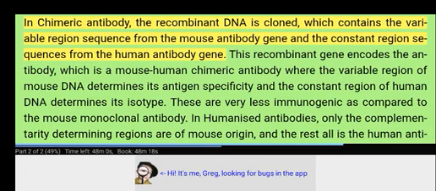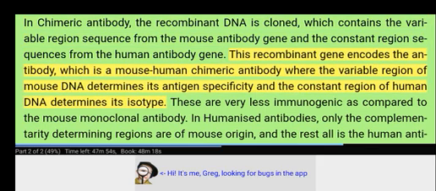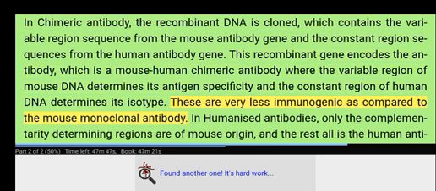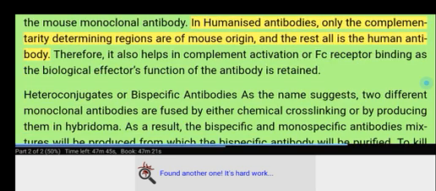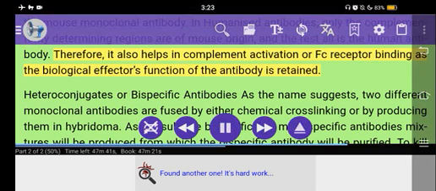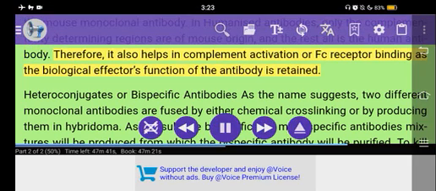In a chimeric antibody, the recombinant DNA that is cloned contains the variable region sequence from the mouse antibody gene and the constant region sequences from the human antibody gene. This recombinant gene encodes a mouse-human chimeric antibody, where the variable region of mouse DNA determines its antigen specificity and the constant region of human DNA determines its isotype. These are much less immunogenic compared to the mouse monoclonal antibody. In humanized antibodies, only the complementarity determining regions are of mouse origin, and the rest is human antibody. Therefore, it also helps in complement activation and Fc receptor binding, as the biological effector function of the antibody is retained.